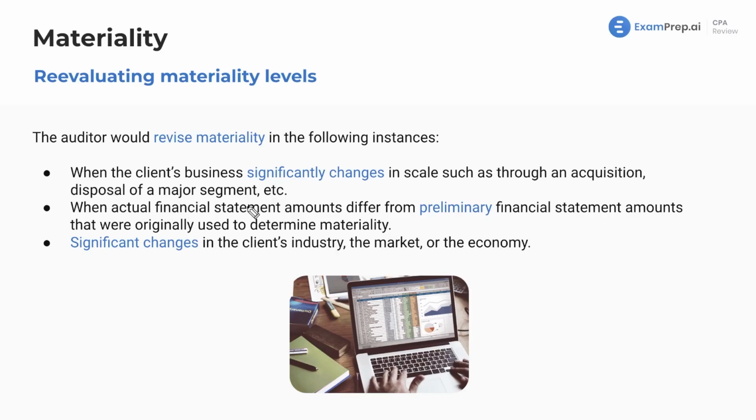When actual financial statement amounts differ from preliminary financial statement amounts that were originally used to determine materiality, again, just use your brain. If items and numbers have changed, your numbers should change as well. Significant changes in the client's industry, market, or the economy, macroeconomic factors, if we have worldwide global events, if we have recessions, anything like that, we should take those into account.